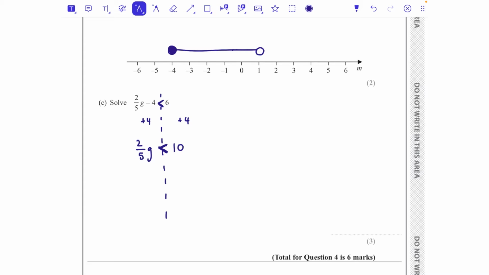We've added 4 to get rid of the -4. Okay, now I'm going to times both sides by 5. So 2g is less than 50. And then I'm going to divide both sides by 2. So g is less than 25. And that whole thing has to go on the answer line. You can't just put 25 on the answer line because you need to show that it's less than 25. That is the solution. The less than is important. For 3 marks on that one.